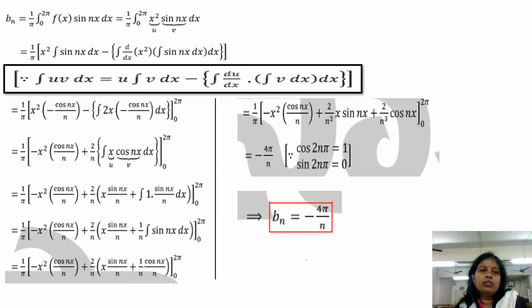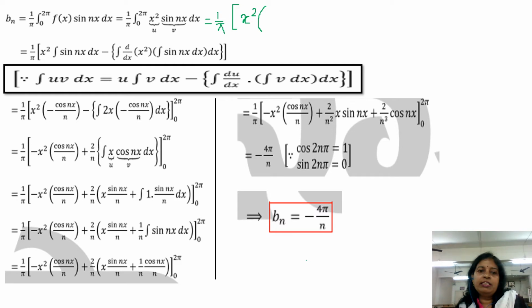Now we will calculate Bn. The formula for Bn is 1 upon pi, integral from 0 to 2 pi, f of x sin nx dx, where f of x is x square. Now on this slide I have used another formula, and I will explain it with the formula which I explained in the first lecture, how to calculate Bn. So I will consider u as x square, since after a few differentiations, x square will vanish.